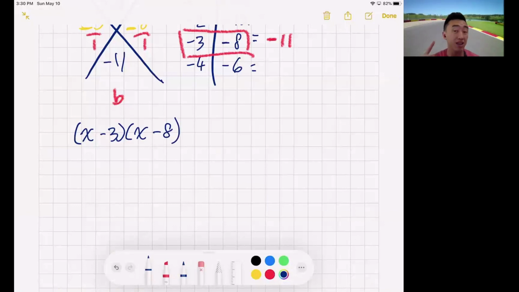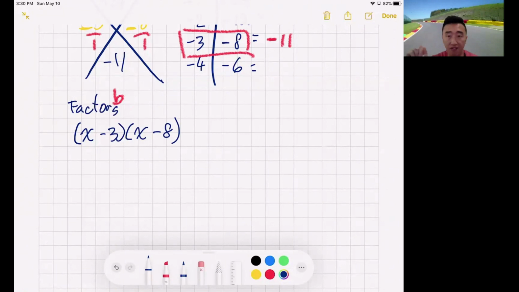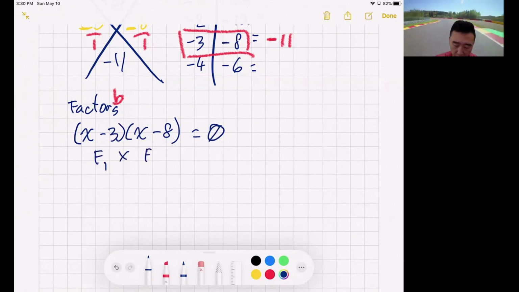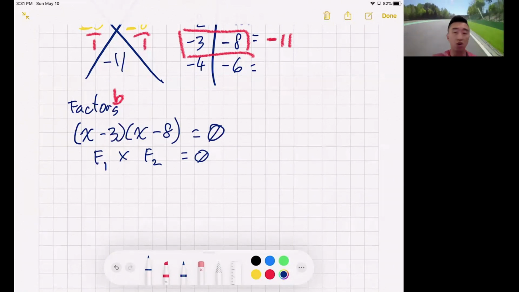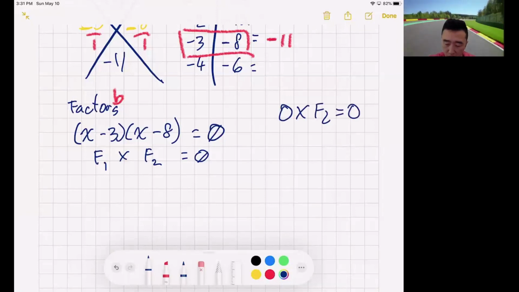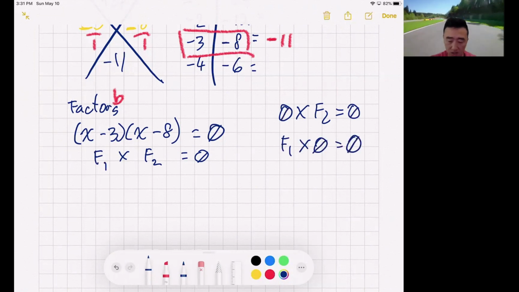Here's the thing, though. If you leave it like that, you found the factors. You did not find the solution. Remember, the solution equals 0. So these are two factors that multiply to 0. If you know your zero multiplication tables, everybody should know them, you know that only one of those factors needs to be 0 in order for the whole thing to be 0. Either 0 times factor 2 equals 0, or factor 1 times 0 equals 0. I only need one 0.